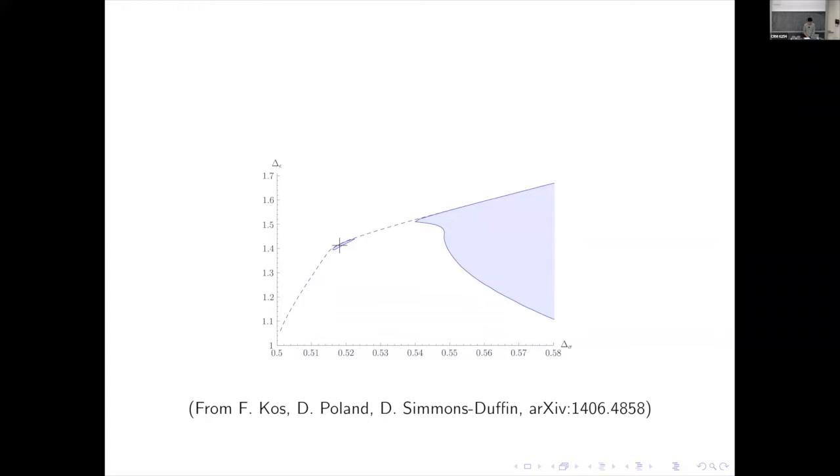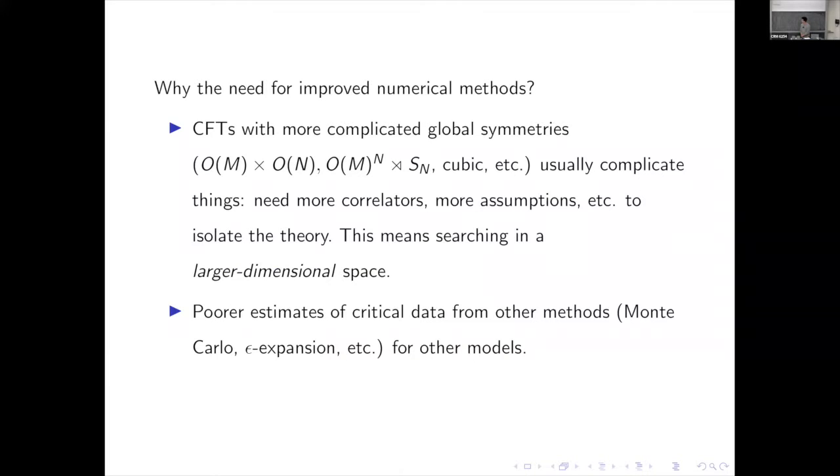And so this is all well and good. Then why should we need some other method if the conformal bootstrap seems to work so well? Well, the 3D Ising model is, in some sense, the simplest CFT we can look at. In general, if we look, for example, even for scalar CFTs, at CFTs with more complicated global symmetry groups.